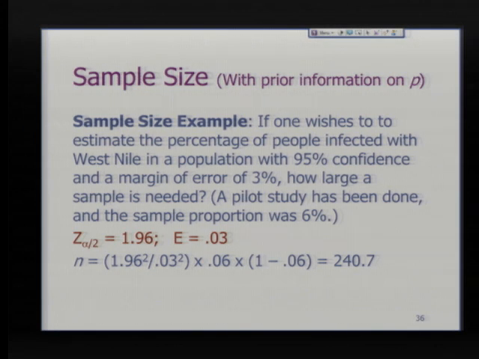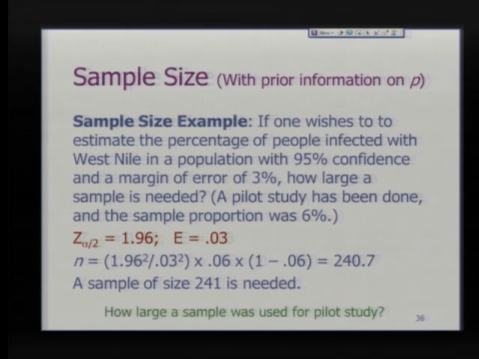And in this case, I'm probably reducing the time and cost to produce an interval that will achieve that same goal. Okay, so again, we round up to the next higher integer. So I have 241. Okay, make sense?